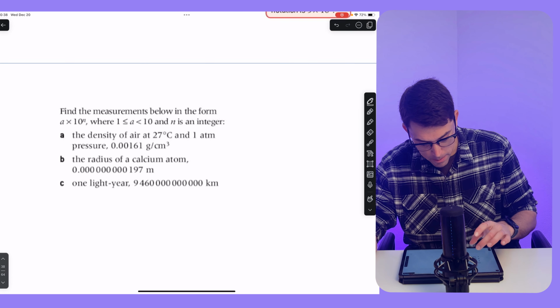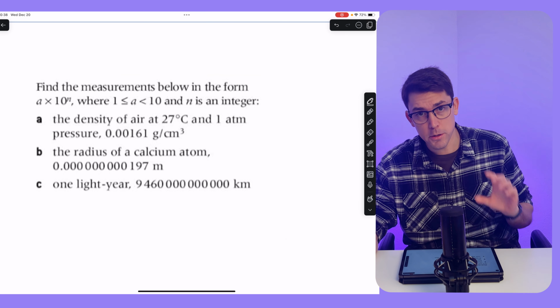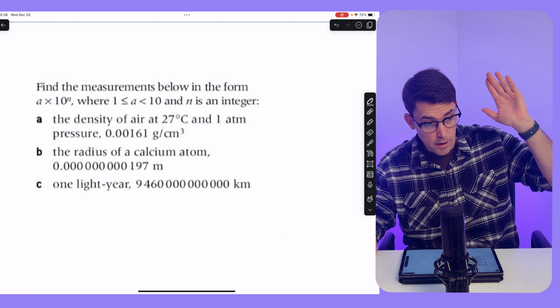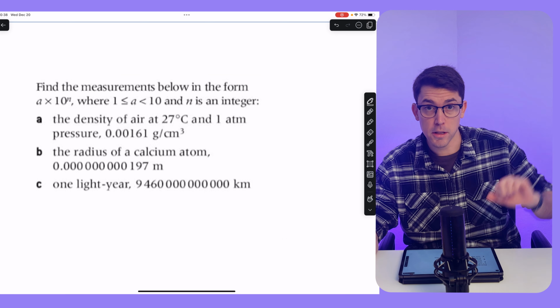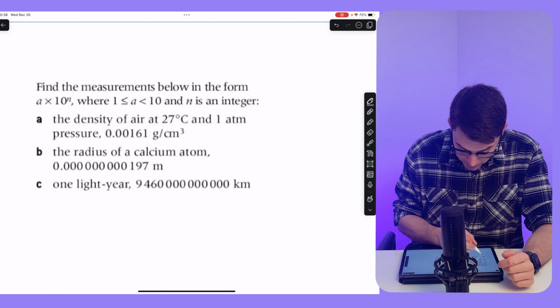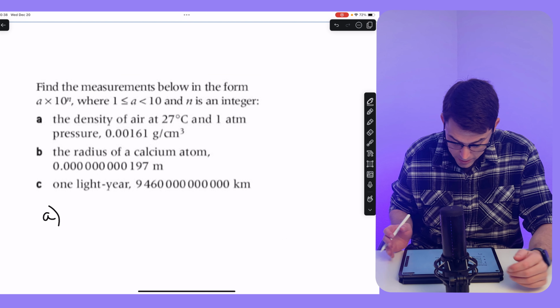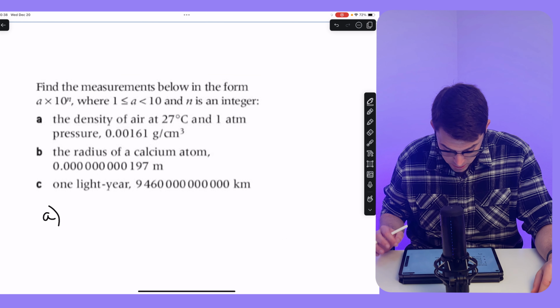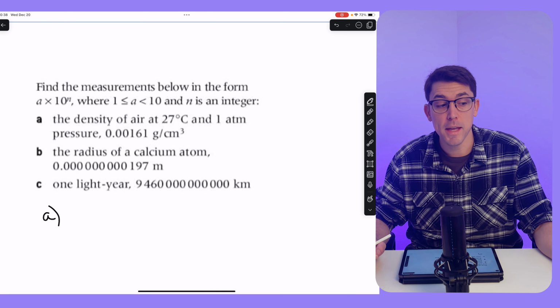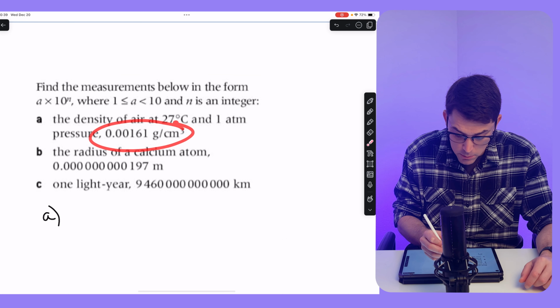But just to really drive that point home, that these values need to have a number with one value to the left of the decimal point times 10 to some power, what does that actually look like? So in problem A, we're given the density of the air at 27 degrees at 1 atm, which is 0.00161. What that means is that we want to convert this value into scientific notation.